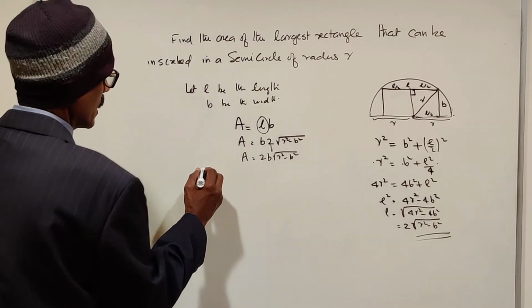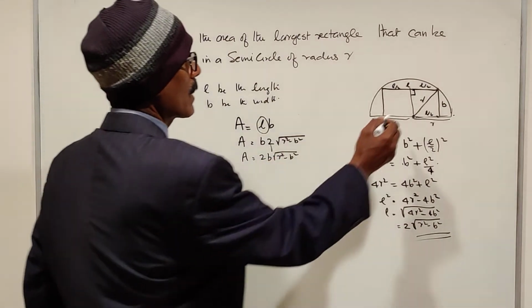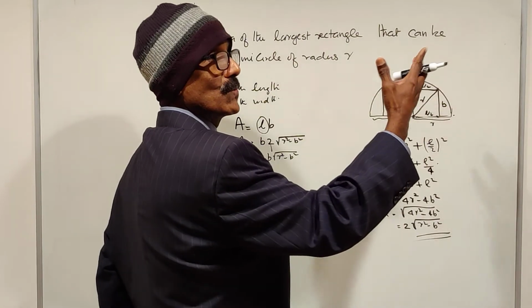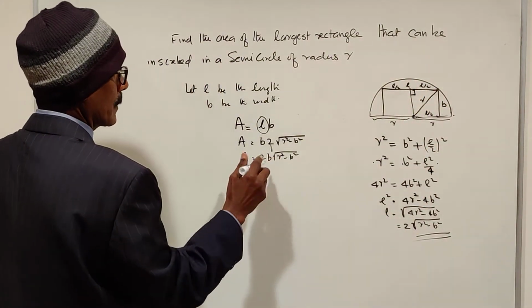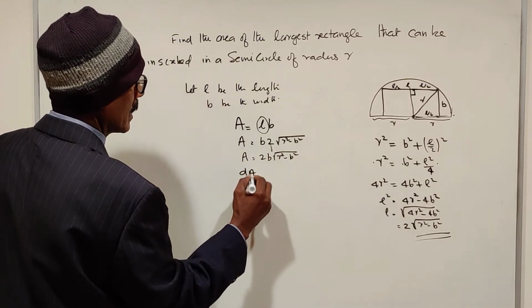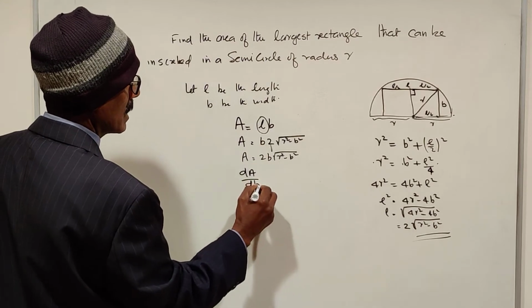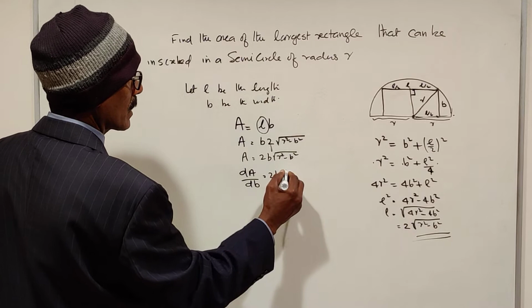Now the first derivative, dA by dB. R is a constant, not a variable. That is the radius, it is given. It is like 2, 4, 5, a constant number, so you don't need to worry about it. So dA by dB of 2B into the square root of R square minus B square.